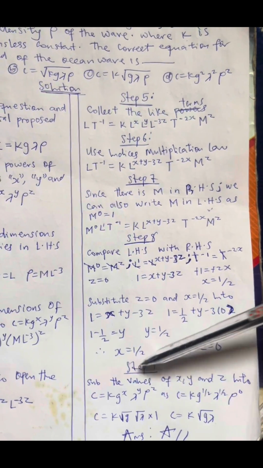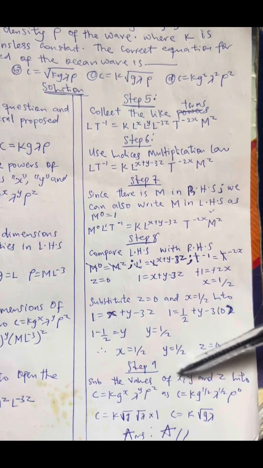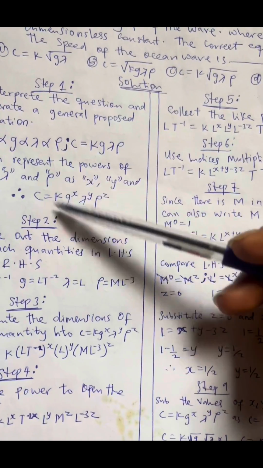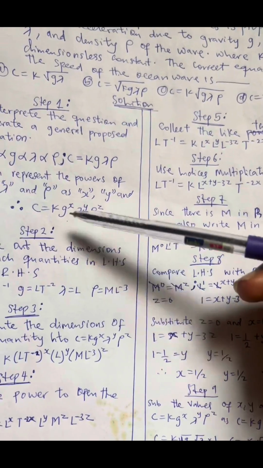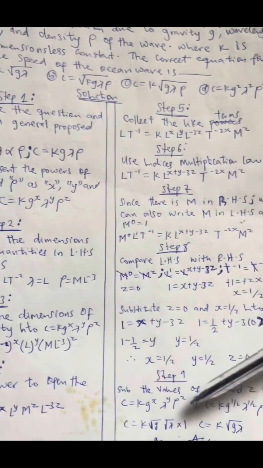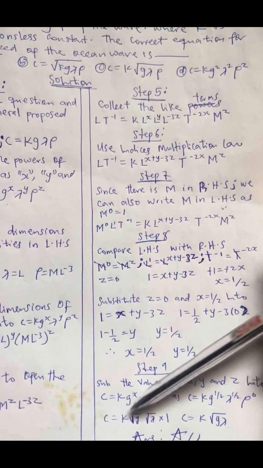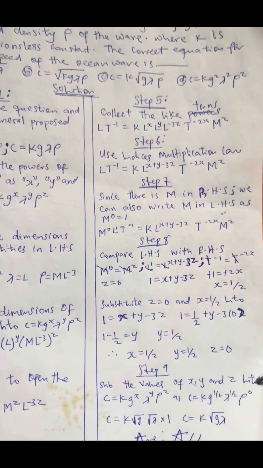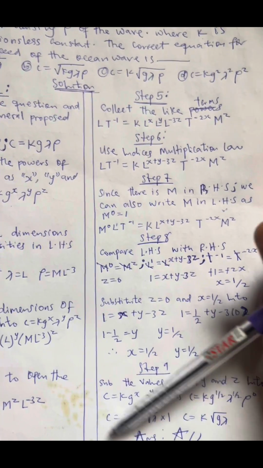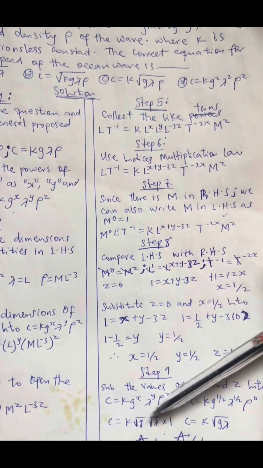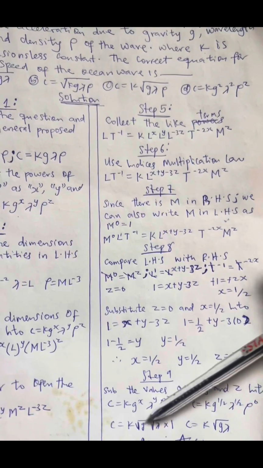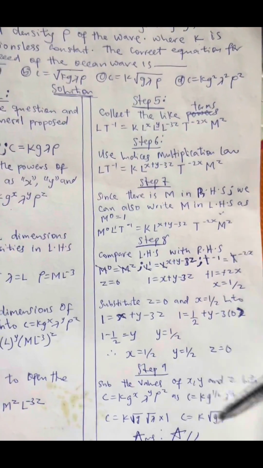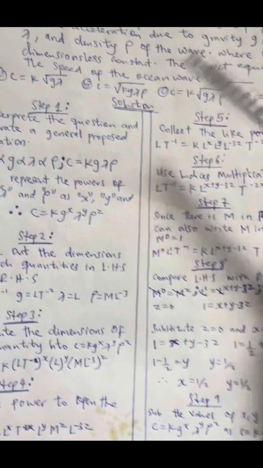The last step, which is step 9, is to substitute the values of x, y, and z into the expression that we derived in the first step. So that will be c equals k g raised to power x, which is 1 over 2, lambda raised to power 1 over 2, rho raised to power 0. Anything raised to power 0 is 1. So your c will equal k root g root lambda times 1. So c equals k root g lambda, and that's the final answer, and that is option A.